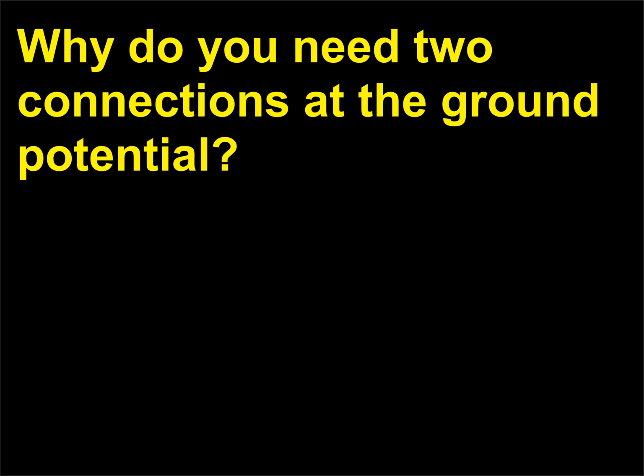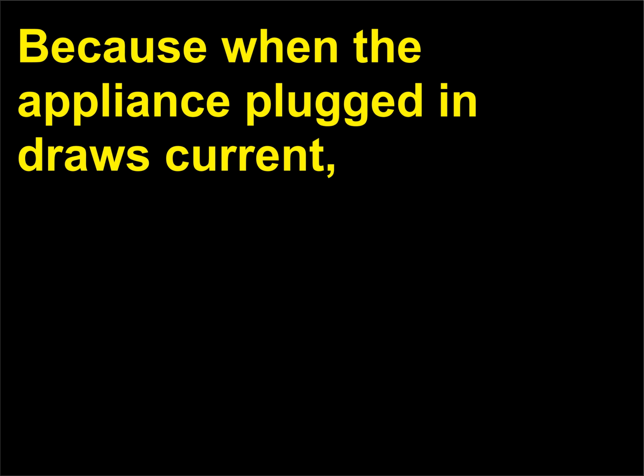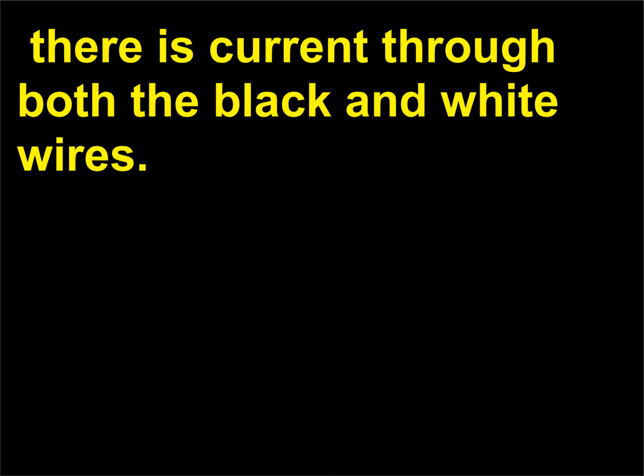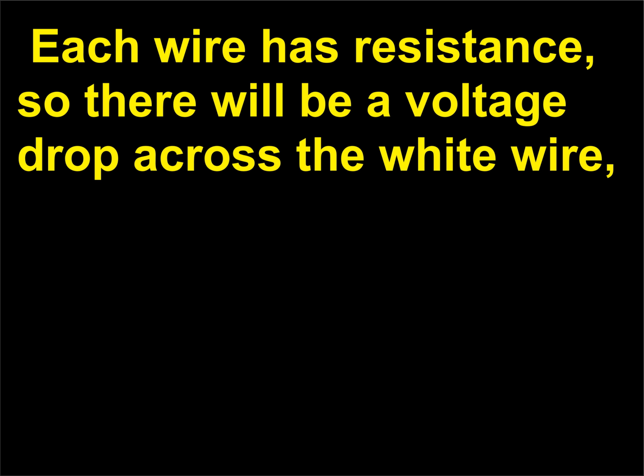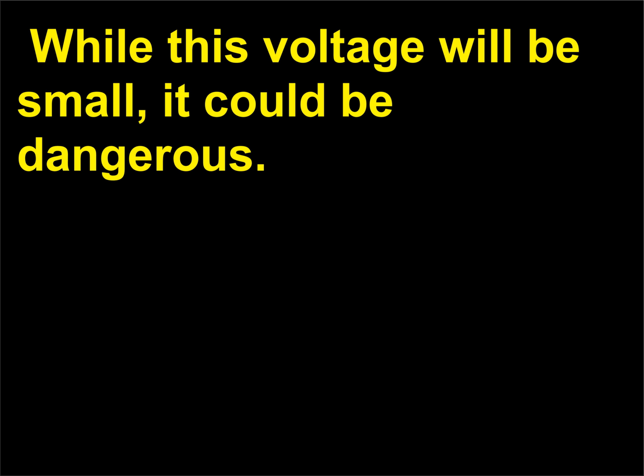Why do you need two connections at the ground potential? Because when the appliance plugged in draws current, there is current through both the black and white wires. Each wire has resistance, so there will be a voltage drop across the white wire. And it will be above ground potential at the outlet. While this voltage will be small, it could be dangerous.